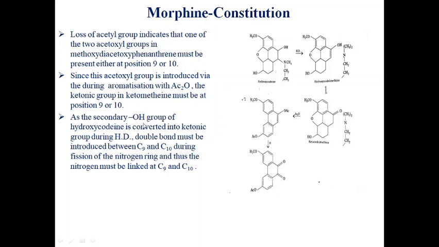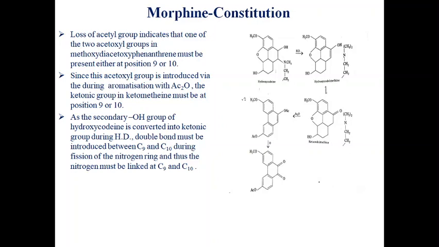As the secondary OH group of hydroxycodeine is converted into a ketonic group during Hofmann's degradation method, a double bond must be introduced between C9 and C10 during fission of the nitrogen ring, and thus nitrogen must be linked at C9 or C10.